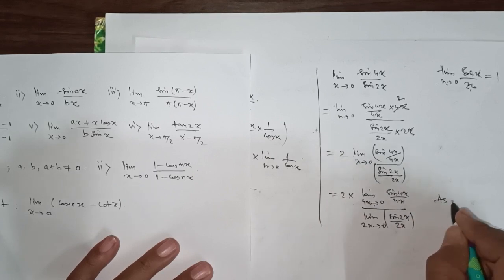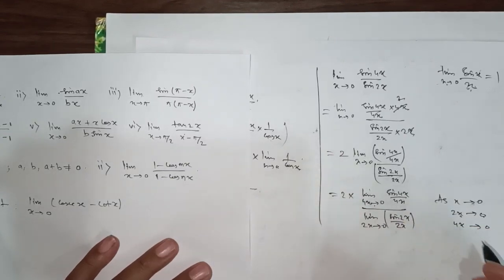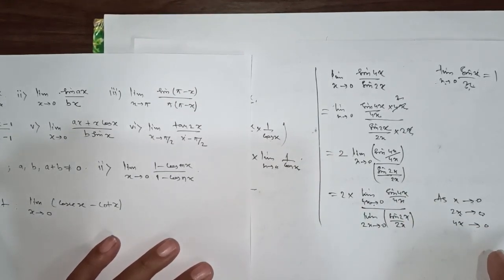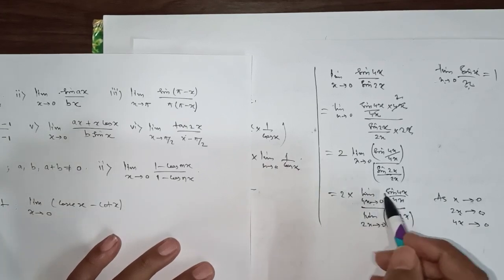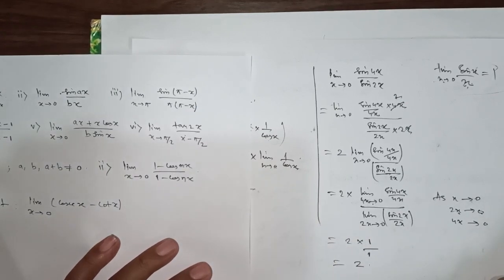Yes, as x tends to 0, we can see that 2x also tends to 0 and 4x also tends to 0. If you substitute the value of x here as 0, you will get 0 only, so it will not affect your result if you change the limit here, no problem. Now this whole thing becomes the standard form, so in its place we can write 1 divided by 1 and we'll get our answer, 2. I hope it is clear.